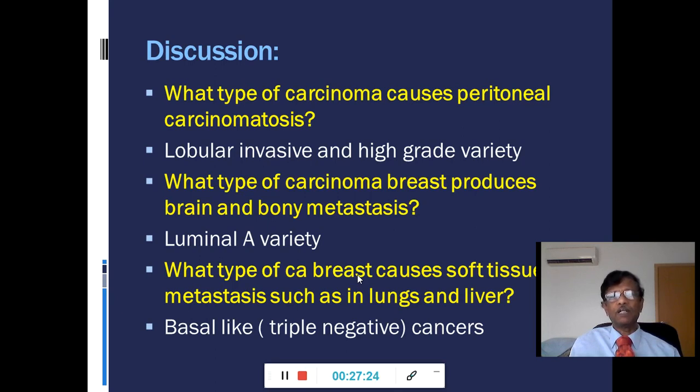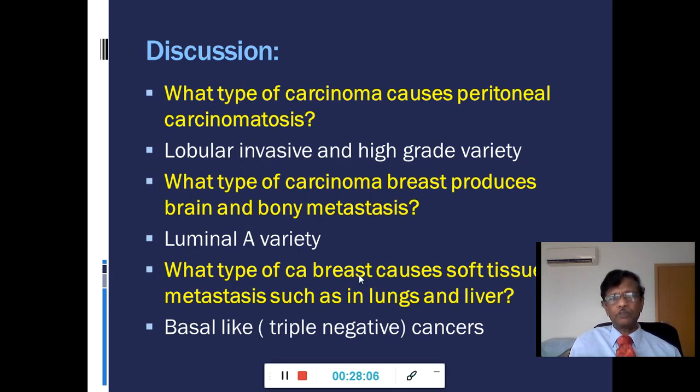What type of carcinoma causes a peritoneal carcinomatosis? I don't know. It is said that the lobular invasive variety with high grade may reach the peritoneum, and it is said to be a really dangerous variety which causes death in early phases. What type of carcinoma of breast produces brain and bony metastasis? I don't know. It is the luminal A variety, which I discussed much about in my last video. Luminal A variety, which has hormone receptors.